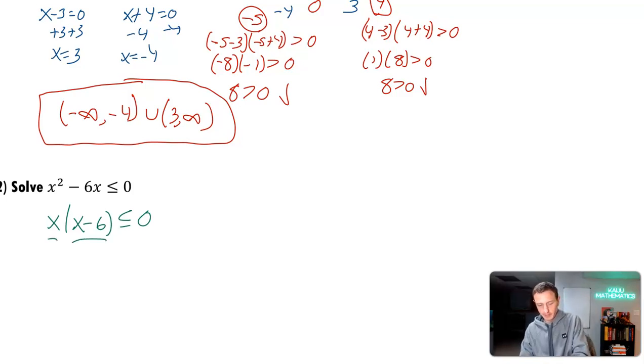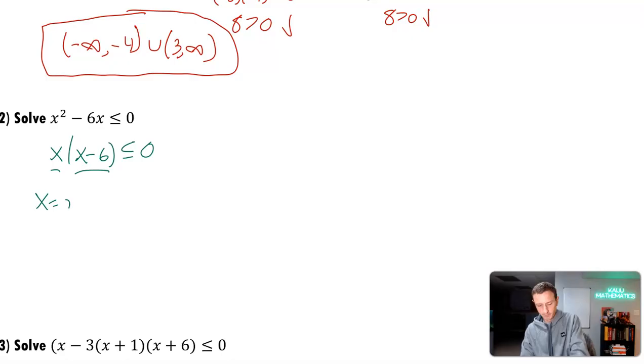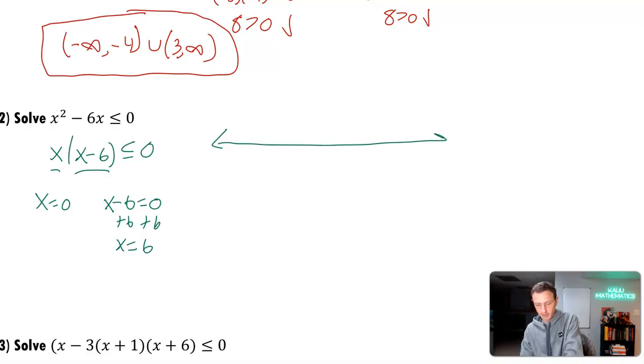So I'm going to set x equal to 0, and x minus 6 equal to 0. So that's just x equal to 0, and then I add 6 over to both sides, so x equal to 6. So our number line here, our regions are going to be 0, 6. So negative infinity up to 0, 0 to 6, 6 out to infinity.